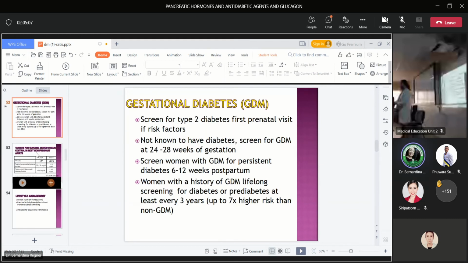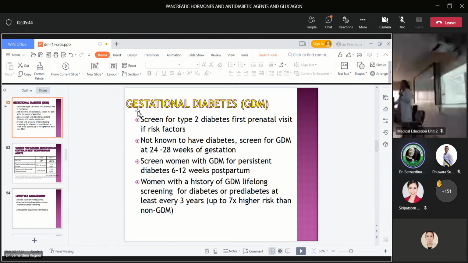Now, gestational diabetes: screen for type 2 diabetes at the first prenatal visit if there are risk factors. If not known to have diabetes, screen for gestational diabetes mellitus at 24 to 28 weeks of gestation. Then screen women with gestational diabetes mellitus for persistent diabetes 6 to 12 weeks postpartum. Women with a history of gestational diabetes mellitus need lifelong screening for diabetes or pre-diabetes at least every 3 years, as they have up to 7 times higher risk than those without gestational diabetes mellitus.